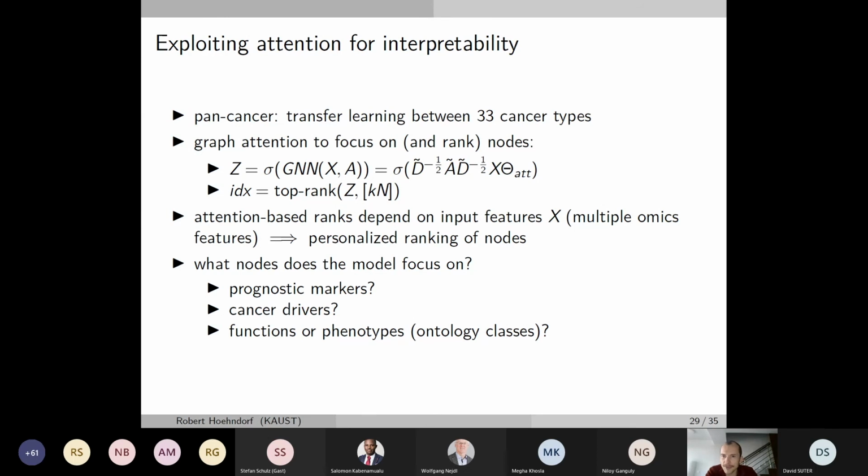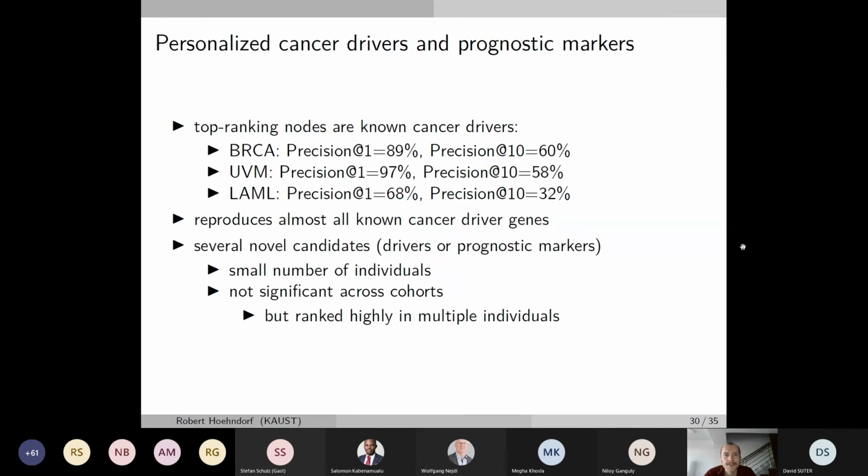So it's personalized, because the input features for one sample are derived from one individual patient, so from one tumor. And the question is, what does this model actually focus on if we train it this way? So what nodes would be active in such a model? Are these prognostic markers, drivers, or if we look at the ontologies, would these be more functions or phenotypes? And when we look at this, this is a pan-cancer model, so it works for all. I just give you some glimpse. You can look at the full paper for all the results.